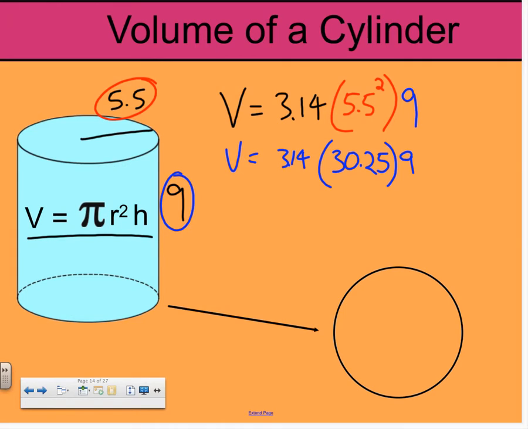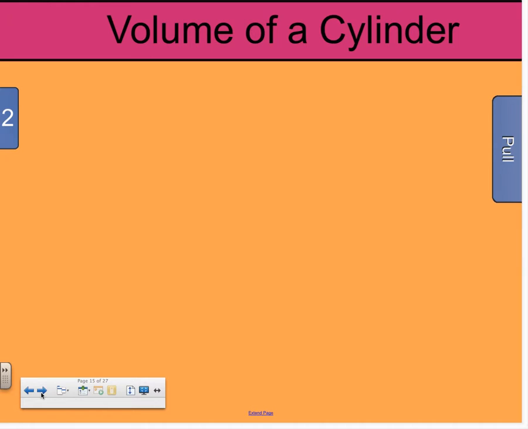And when I multiply it by 9 and 3.14, I get 854. And I believe it may have said round to the nearest tenth. And so that would be 854.9. Once again, we're dealing with centimeters. So our unit is centimeters cubed. Okay? So pretty straightforward. You know what pi is. Find out what the radius is. Find out what the height is. Plug them into that formula and solve. All right? Excellent job.